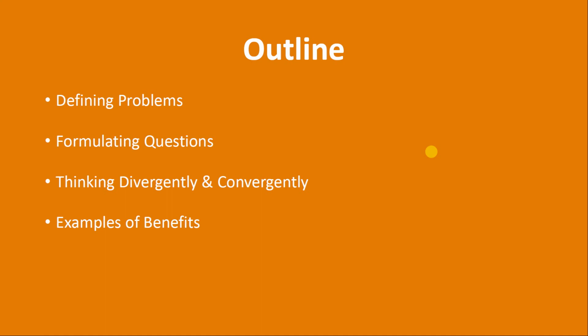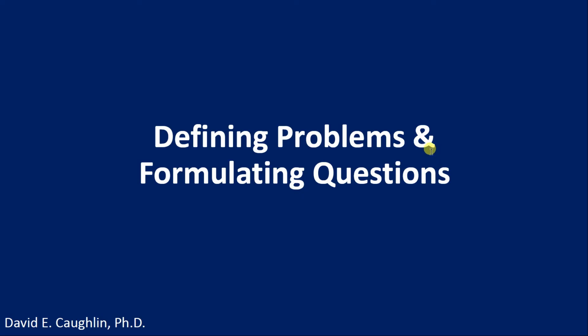So to sum up this lecture, we started with defining problems and what that means, and what is a problem to begin with? How do we define that? Then we moved on to, well, how do we go about formulating questions, and what's the value of doing so? And then we talked about, well, what process should we use when we're thinking about defining problems and formulating questions and generating these ideas, possibilities, and so forth. Well, this is where we apply divergent and convergent cognitive processes, or divergent and convergent thinking. And then finally, we just finished up talking about examples of benefits here. So this wraps up the lecture on defining problems and formulating questions.